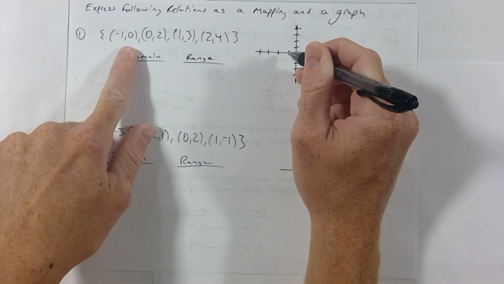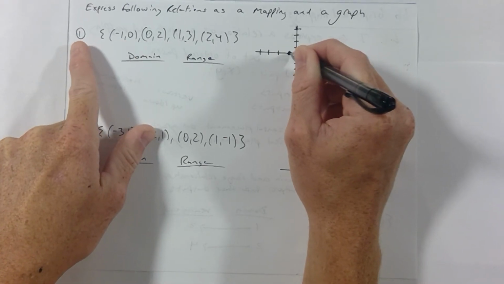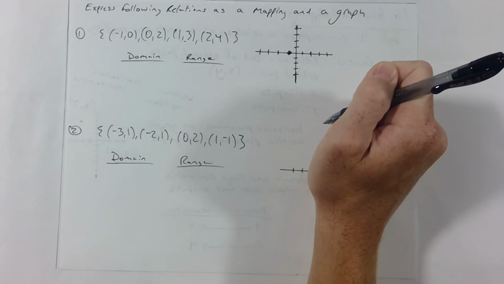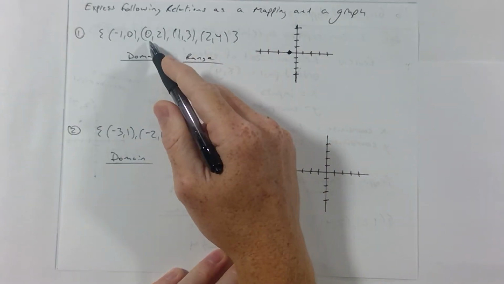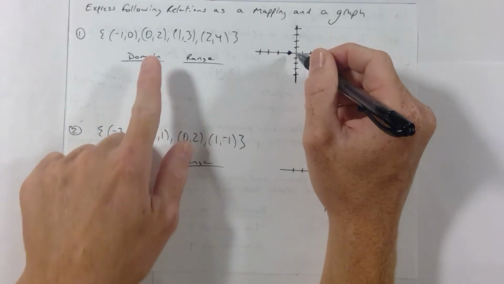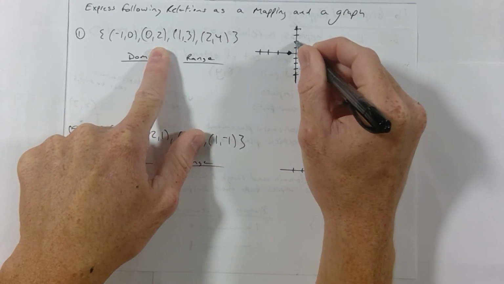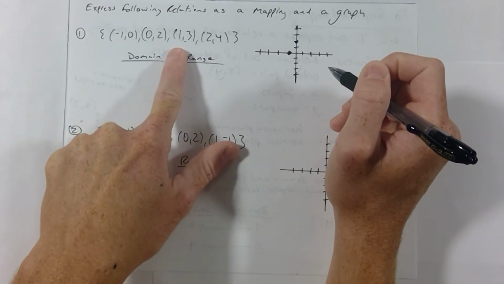And I have 0, so I'm not moving up, I'm not moving down, I'm just making a point right there. That's -1, 0. Now I have 0, 2. Horizontal placement, I'm not moving, it's 0, right? But I have 2, so I'm going to move up 2. I'm going to move up 1, I move up 2. There's a point there. 1, 3.